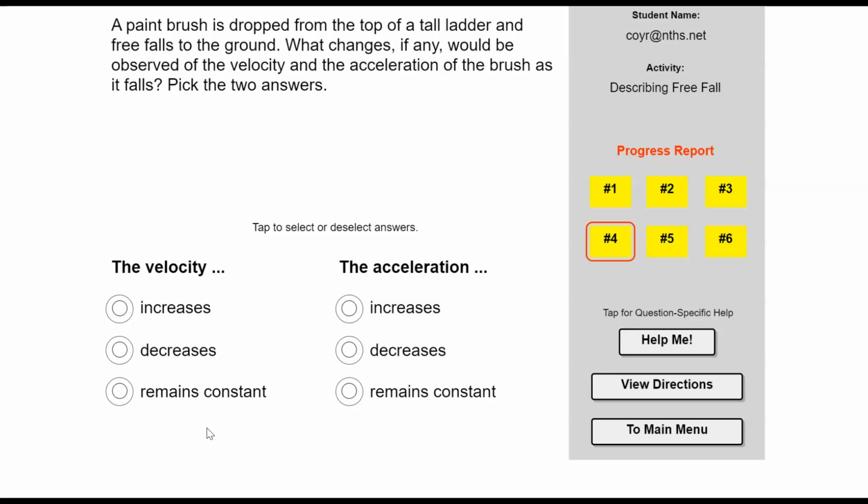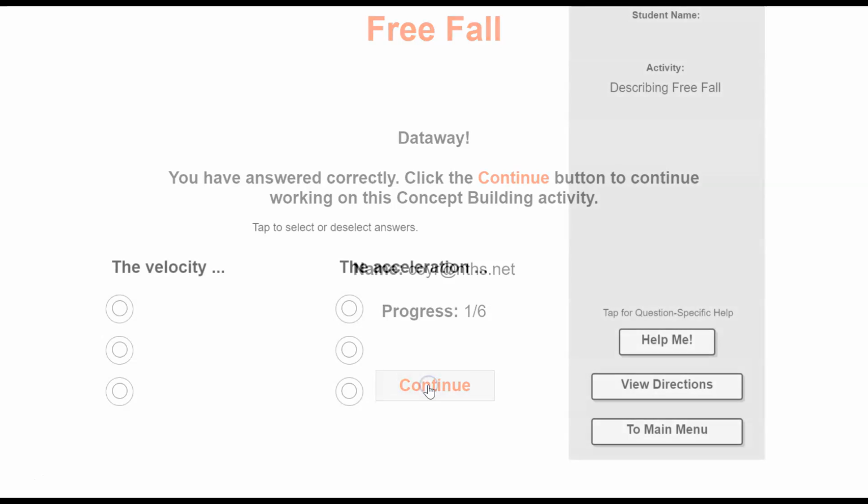Well, the velocity, if it's moving down, technically it'd be decreasing, but we know it's getting faster. And they didn't tell us which way is up and which way is positive and which way is negative. So let's just assume that it's going to get faster by saying the velocity increases means it's getting faster. And the acceleration always remains constant, always. All right, let's do one more of those just to make sure we know what we're doing.